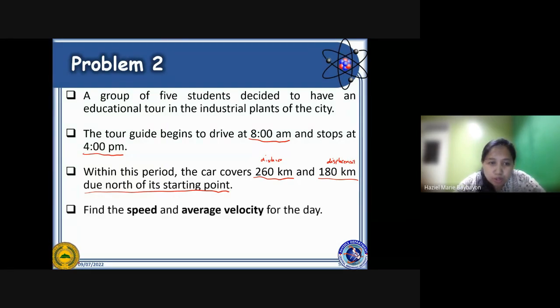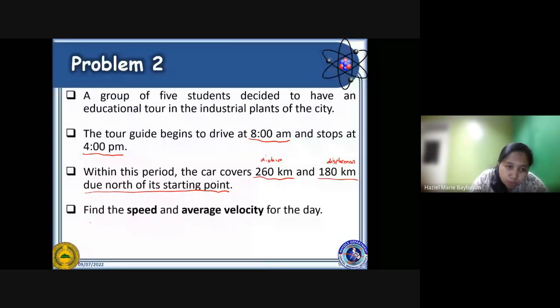Okay, so find the speed and the average velocity for the day. So this will be easy. The first thing that we should do is to solve for the time interval. So the solution is to solve for the total time, delta t. Since the time is not in the same format as the usual numbers, it's not easy to subtract, like for example, 4 p.m. minus 8 a.m. We cannot do that. So ato gid siyang pintahon kung pila siya ka oras.